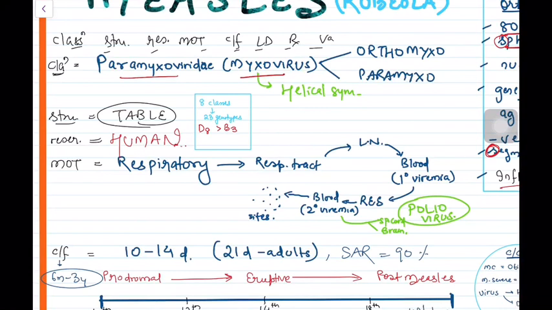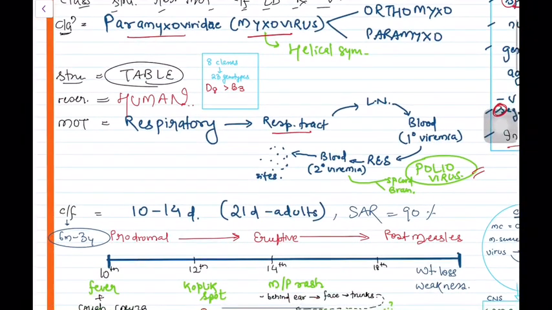Coming to mode of transmission, it will be respiratory. It will enter into the respiratory tract, then enter the lymph node, multiply there, come to the blood, that is primary viremia, then go to the reticuloendothelial system, multiply there, then again go into the blood, that is secondary viremia, and from there it goes to various sites. Now the same applies for poliovirus too, but the difference is after secondary viremia it will enter the spinal cord and the brain, on the anterior horn of the spinal cord.